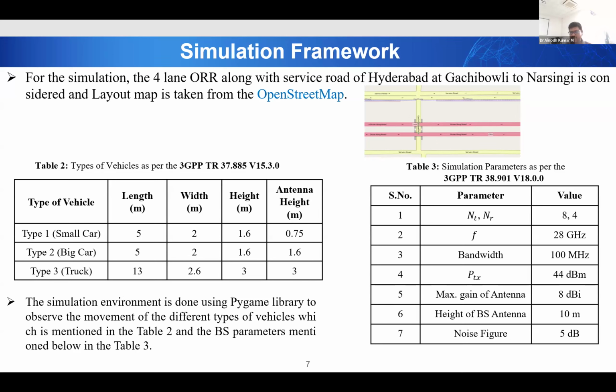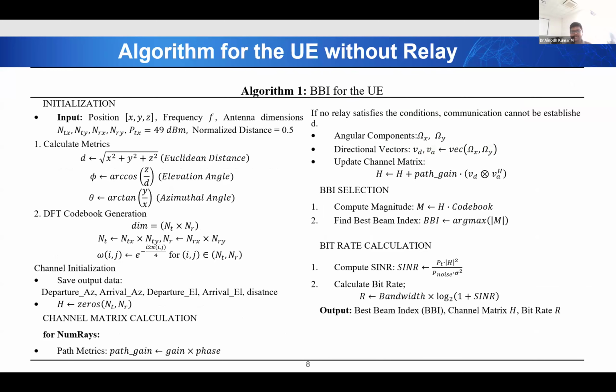On the right side we could see the other parameters that we have taken. The total number of transmitting antennas is 8, receiving antennas is 4, frequency is 28 gigahertz, bandwidth is 100 megahertz, transmitted power is 44 dBm, maximum antenna gain is 8 dBi, and the height of the base station is 10 meters. Taking these parameters, we could apply our algorithm. I'll show the algorithm now. So this is the simulation framework we considered.